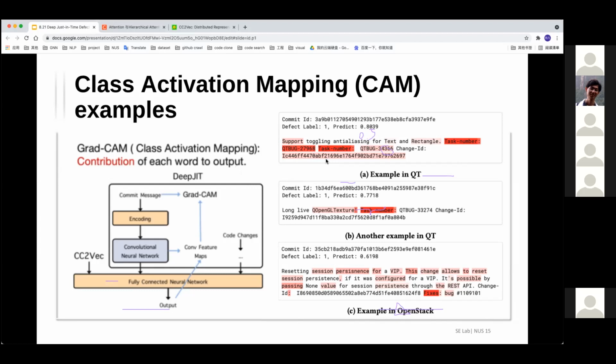So he just wants to check which words are important in predicting just-in-time defect prediction. Then he finds that the word, like the task number, may be important. I think this can be accepted because it deeply analyzes what the deep learning approach really does. Based on this phenomenon, I can see the deep learning actually learns nothing and provides some nonsense for the explanation, right?